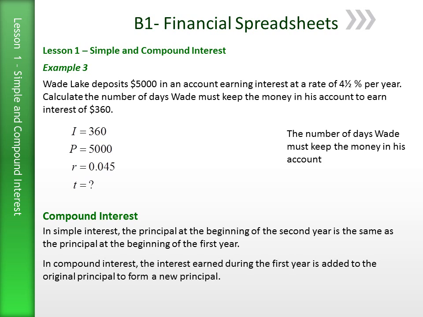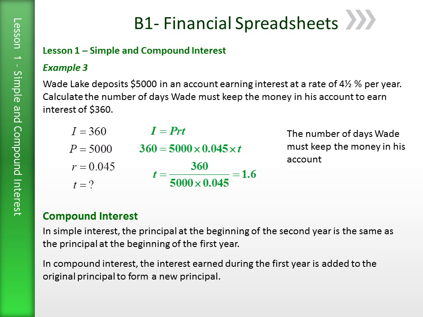So we start with our equation of I equals PRT, and we plug in what we know. So the interest is $360, the principal $5,000, our rate is 0.045, and it's the t that we're looking for, so we just leave it as t. So now we want to isolate the t, so we need to get rid of the 5,000 and the 0.045 on the left side of the equation. So we're going to divide both sides by those two numbers. So now we have t equals 360 divided by 5,000 times 0.045. When we put that into our calculator, we get 1.6.